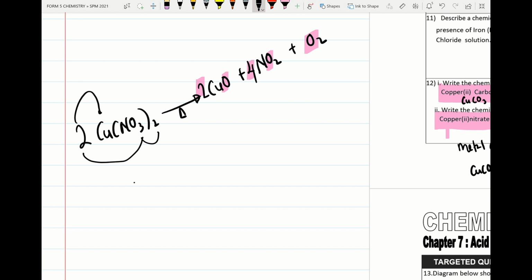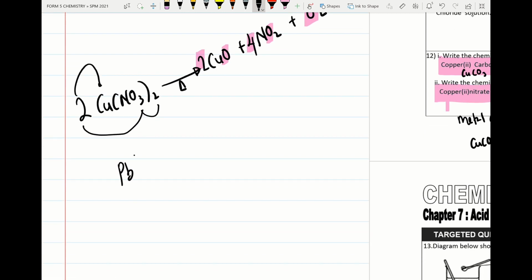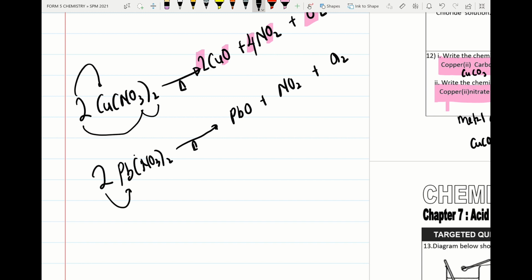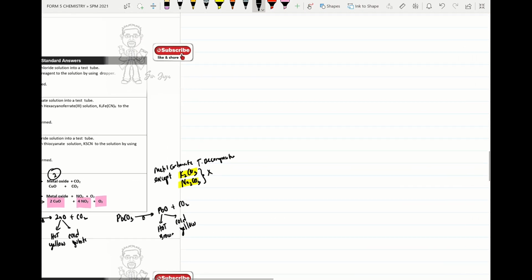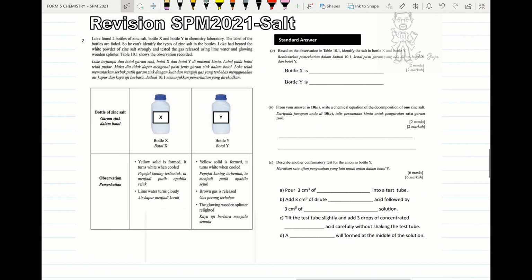So please try to do more revision on this part. I try to do another one. Lead(II) nitrate, when heated strongly, gives lead(II) oxide, nitrogen dioxide and oxygen gas. How to balance the equation? We put 2 here to balance the lead(II); nitrogen is 2 times 2, 4, so we put nitrogen 4, and oxygen balances itself. Please remember this lead(II) oxide is a brown solid when hot, and turns to a yellow solid when cold. Please do more questions on this part. All right, we move on to the next question. Check this question.